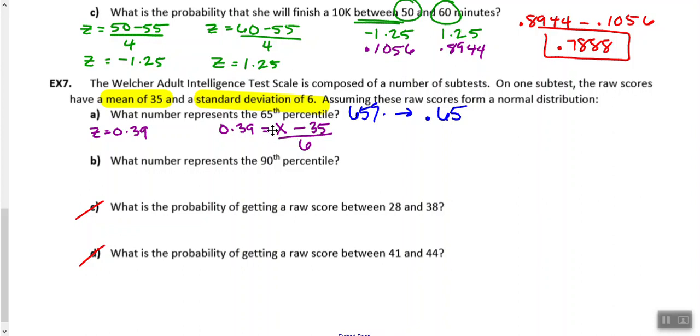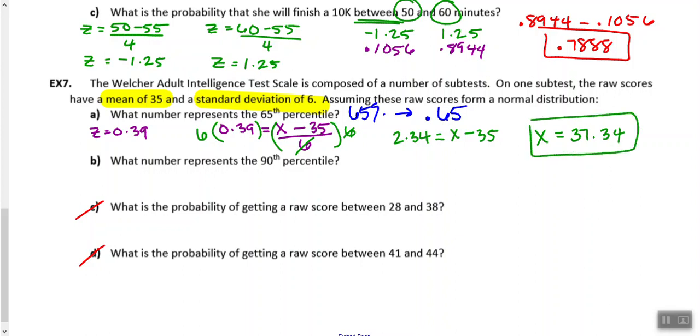So the first step here, multiply by the bottom of your fraction. So multiply each side by 6. That cancels out our fraction. And we get 2.34 is equal to x minus 35. And then if we add 35 to each side, we get our x value of 37.34. And that would be our answer for part A.